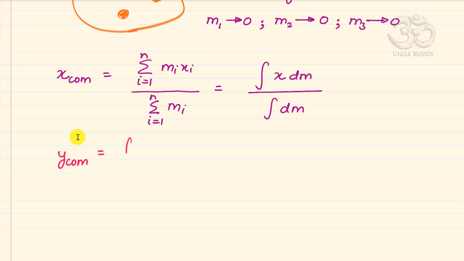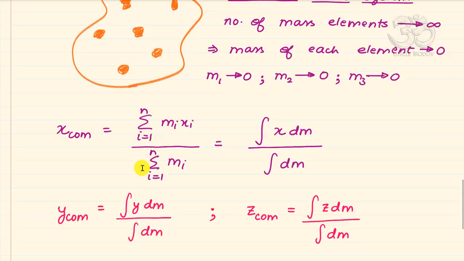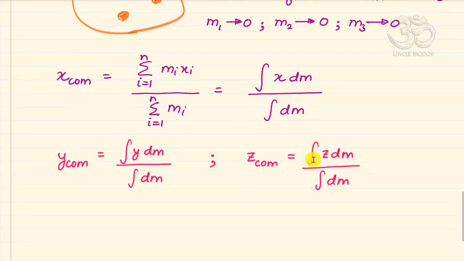That will turn out to be integral of y dm divided by integral of dm, and the z center of mass will turn out to be integral of z dm divided by integral of dm, where dm is any general particle's mass and z is that general particle's z coordinate. Here again dm is that general particle's mass and y is that general particle's y coordinate, and so on. So this is how you will find out the center of mass of continuous objects.